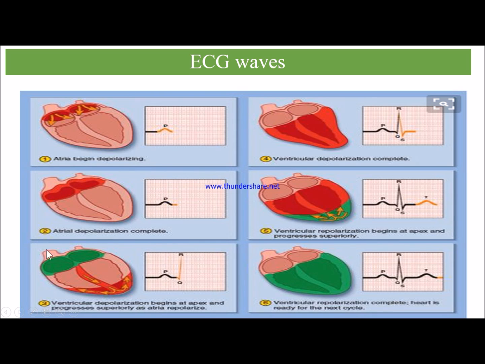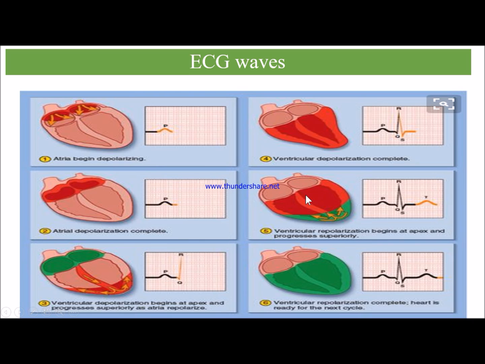And then we go to the third slide. In the third picture, the ventricles start to depolarize and the atria repolarize. Ventricular depolarization is always denoted by the QRS complex. The ventricular depolarization begins at the apex and goes upward superiorly as the atria repolarize, and when the ventricular depolarization is completed, it is denoted by the QRS complex.